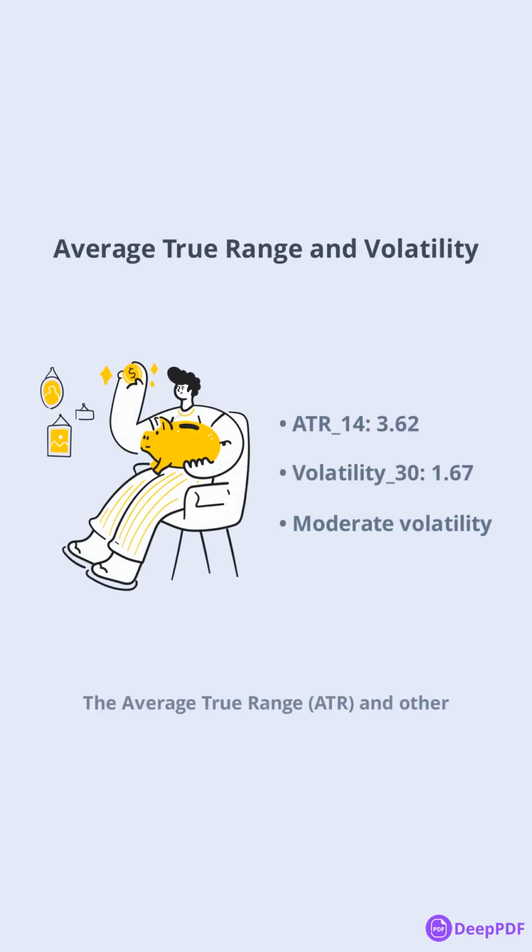The average true range, ATR, and other volatility measures provide insight into market activity. TXN's ATR14 is 3.62, and the 30-day volatility is 1.67. These values indicate moderate volatility, with the true volatility at 2.09. The relatively narrow Bollinger Bands and moderate ATR suggest that while TXN is moving, it's not experiencing extreme swings. This environment can be favorable for range-bound trading strategies.